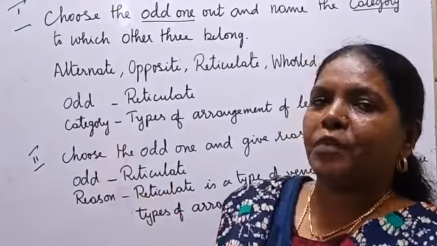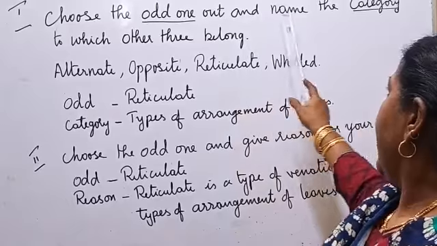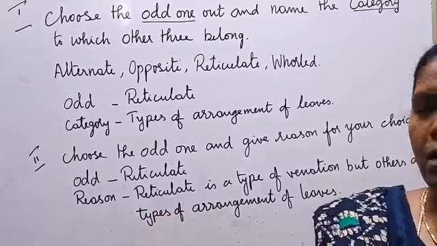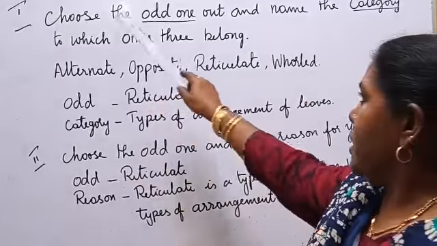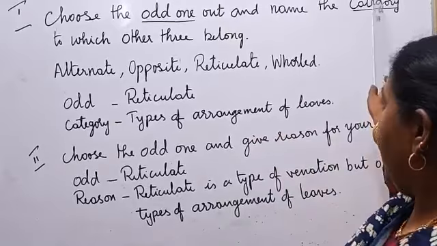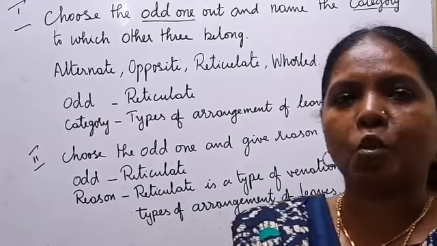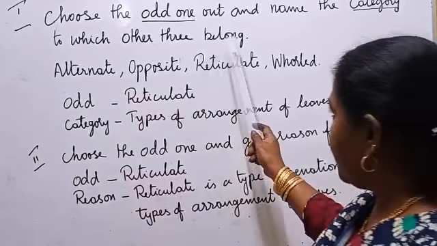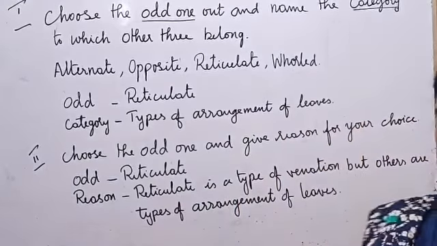This can be asked in 3 different ways. Choose the odd one out and name the category to which the other 3 belong. First we have to read the question fully. Choose the odd one out. Immediately you should not search for the odd one. Name the category to which the other 3 belong. So, in order to find out the category, you must know the connection between these terms. Then, after reading this, go through these: alternate, opposite, reticulate, whorled.